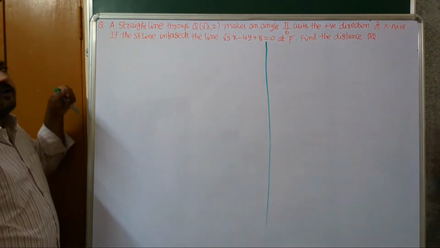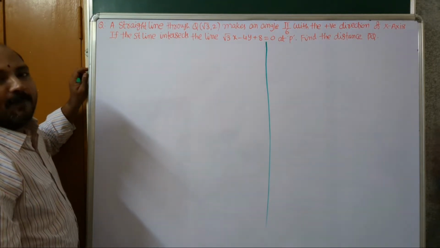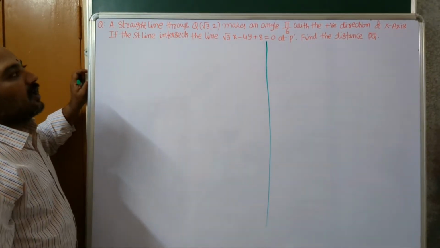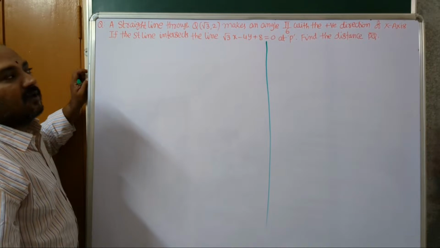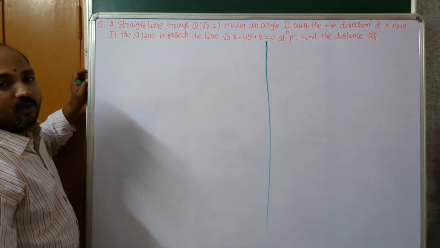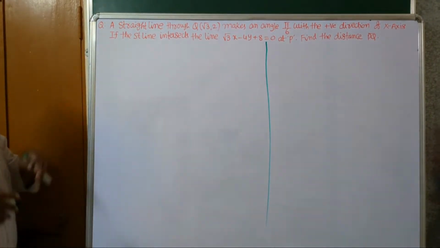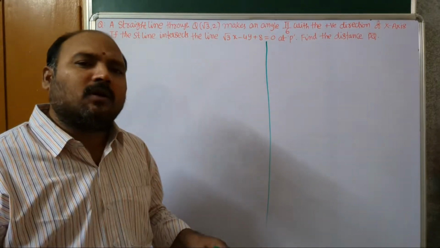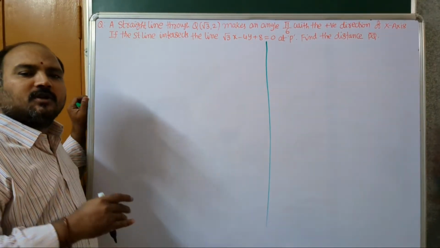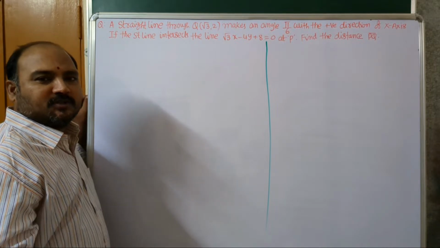A straight line through the point Q of root 3 comma 2 makes an angle pi by 6 with the positive direction of x-axis. If the straight line intersects the line root 3x minus 4y plus 8 equal to 0 at the point P, find the distance. There are different ways to do it, but among them, the one I am going to teach here is the best method in my view. You decide yourself, dear students.